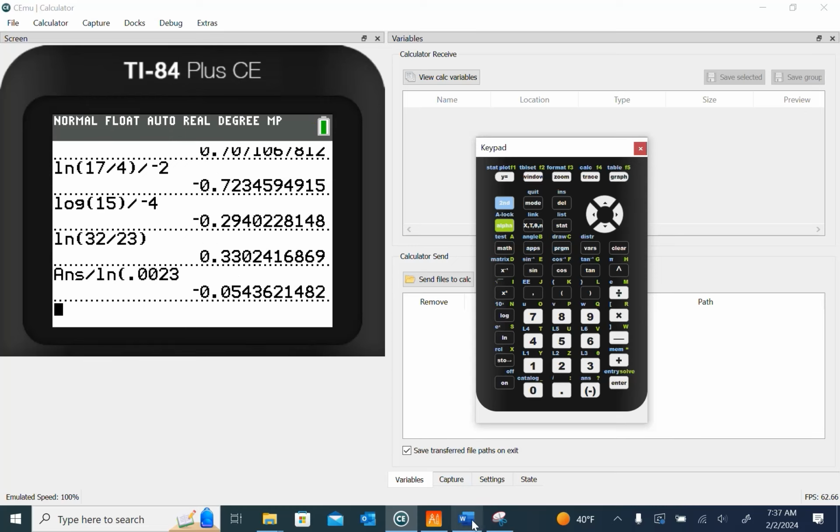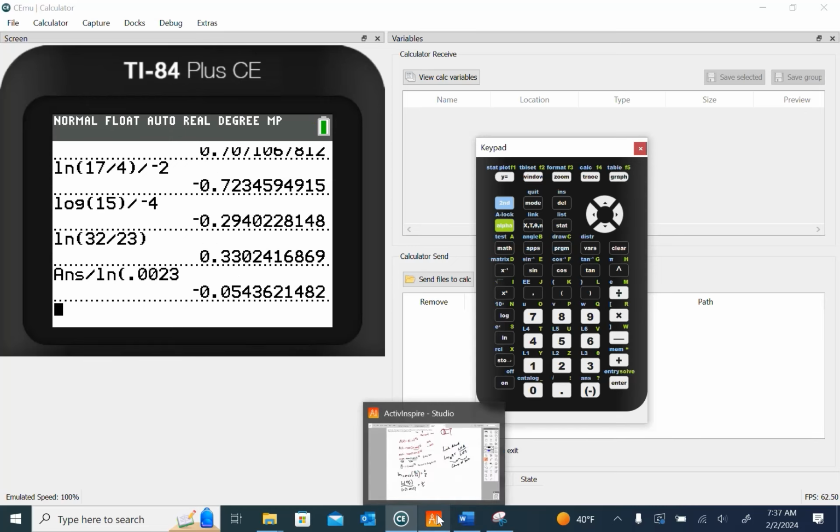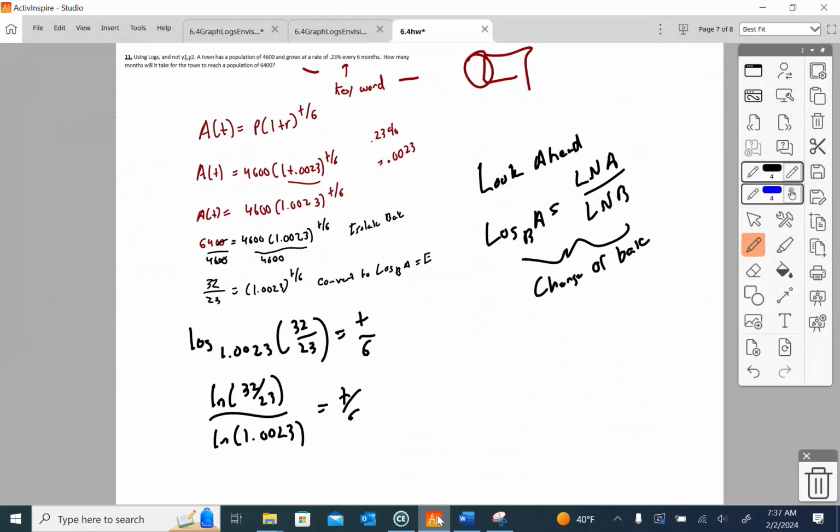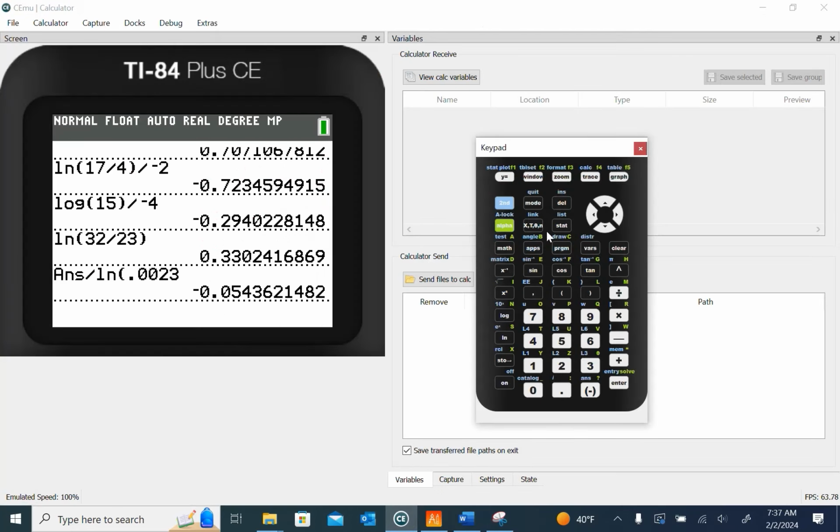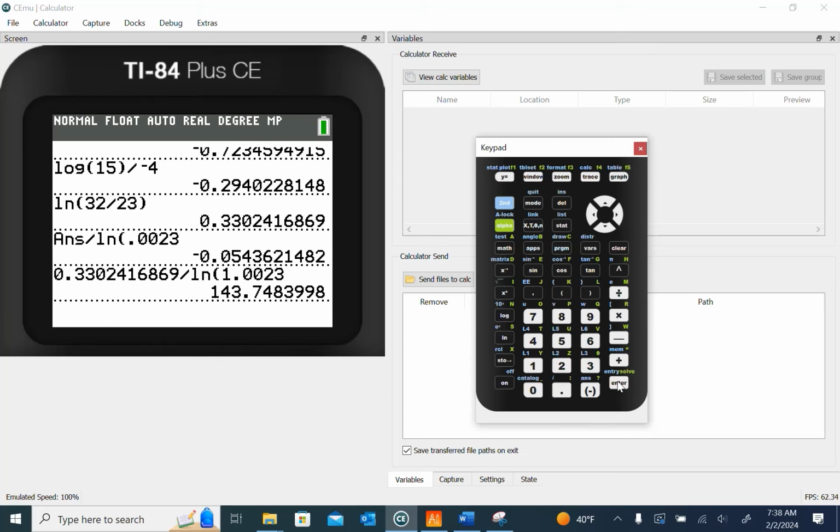Interesting. Oh, 1.0023. I probably need to stop. I must be tired. Divided by natural log of 1.0023, and I get this funky decimal.